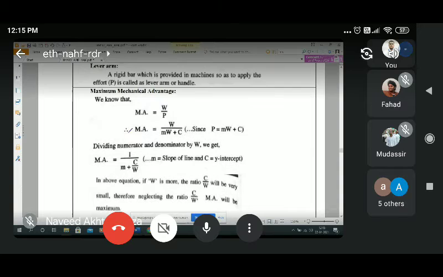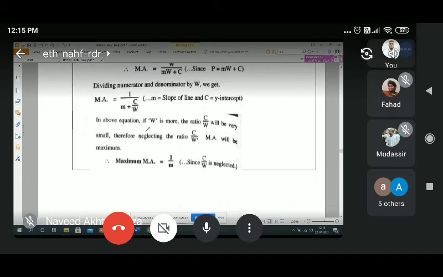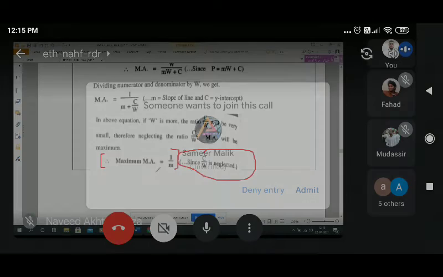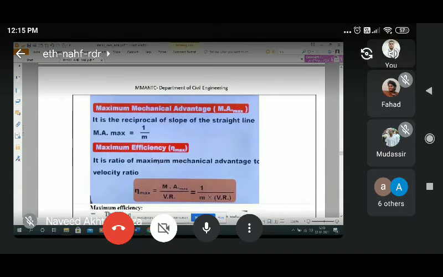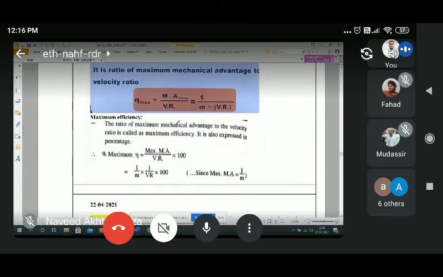And then we have seen the maximum mechanical advantage, and since C by W is very small it can be neglected. The maximum mechanical advantage is nothing but the inverse of the slope, that is 1 upon m. Maximum efficiency is already covered in the previous class. The maximum efficiency is the ratio of maximum mechanical advantage to the velocity ratio, into 100, because the efficiency is always in percentage. Therefore you have to multiply by 100.